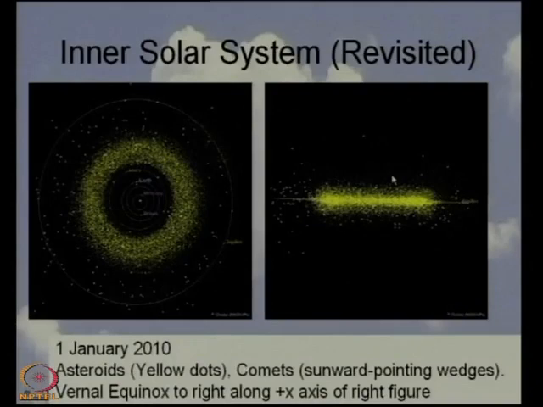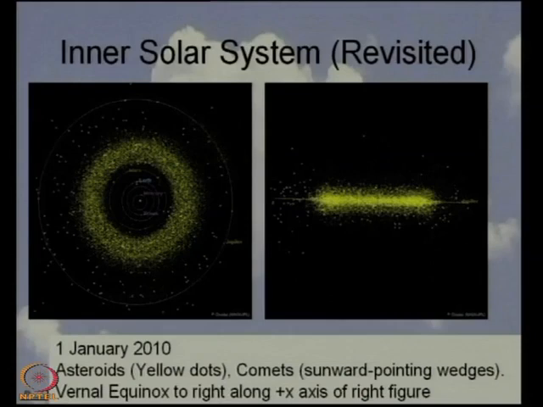Now we have been discussing the planets until now, but the planets and the sun are not the only components of the solar system. Now let me show you another picture of the solar system. So this picture shows you the positions of the planets and the other components of the inner solar system. Okay, so this is the inner solar system revisited. This shows you a picture of the positions on 1st January 2010.